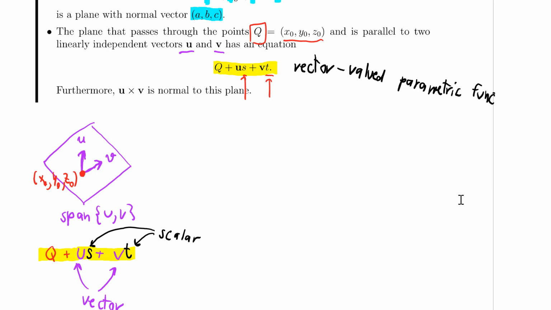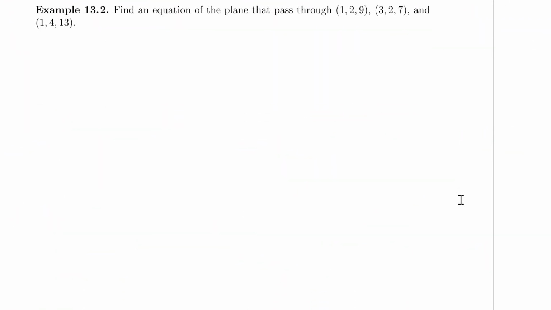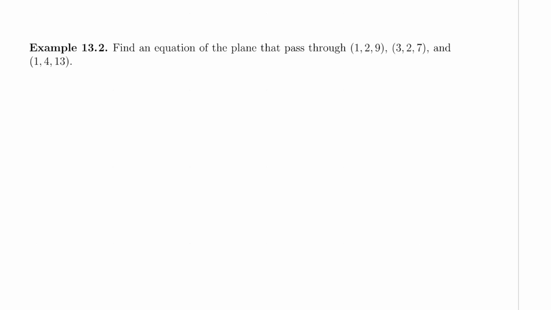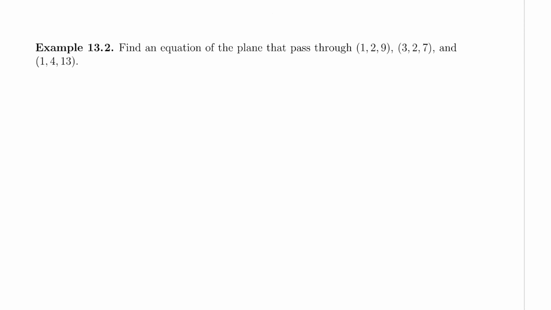So let's now take a look at the example down here. I'd like to find an equation of the plane that passes through the three points (1, 2, 9), (3, 2, 7), and (1, 4, 13). It's kind of hard to draw these three points, so let's just say I have these three guys: 1, 2, 9, then 3, 2, 7, and then 1, 4, 13.